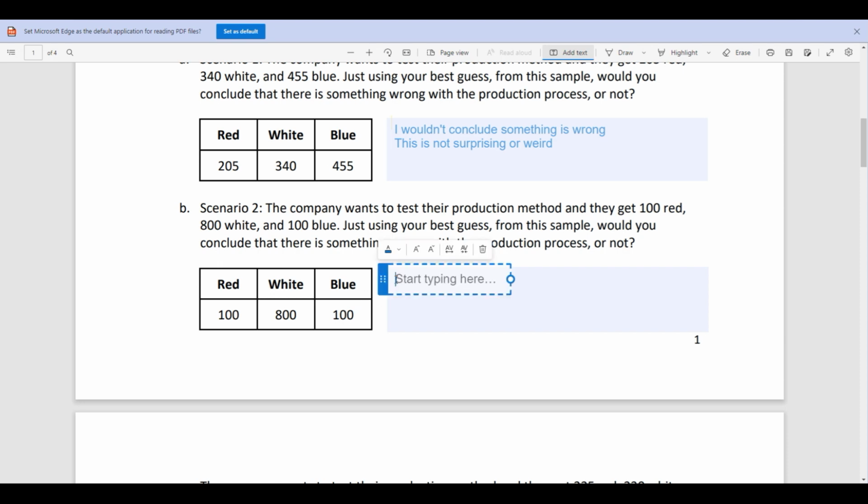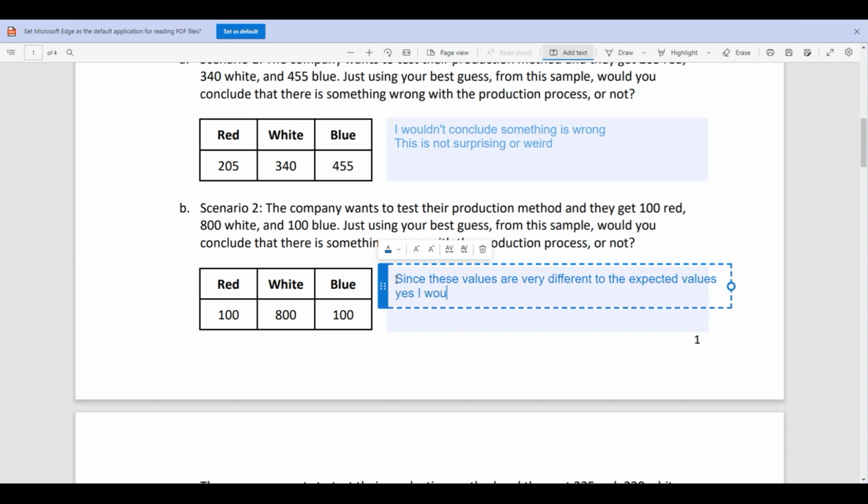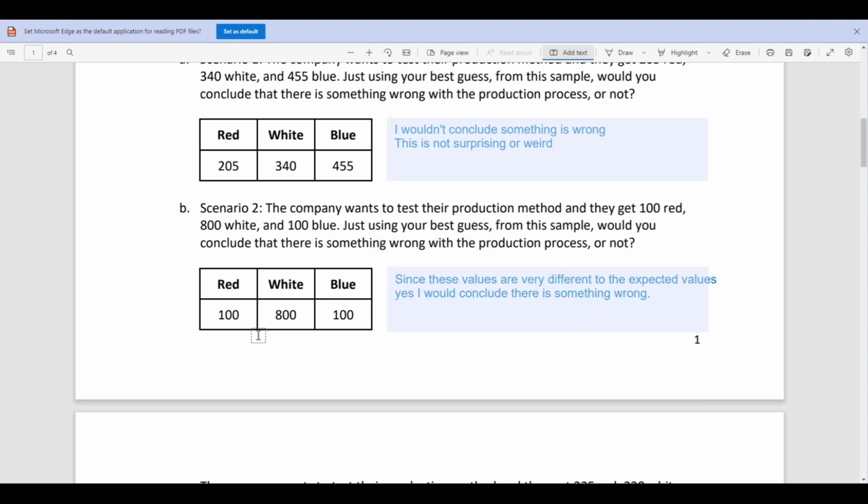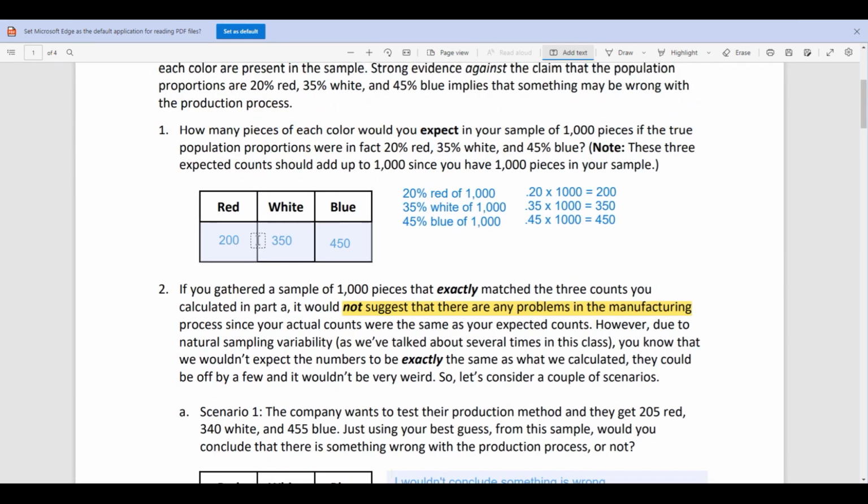Again, answers might vary here, but I think in this case, it seems very obvious that these numbers are very, very different from what we would expect. So in this case, since these values are very different to the expected values, then yes, I would conclude there is something wrong, right? These numbers are very surprising, very weird compared to what we would expect.